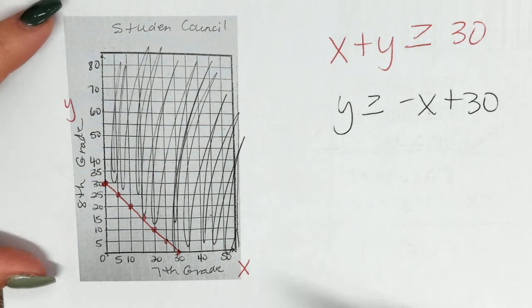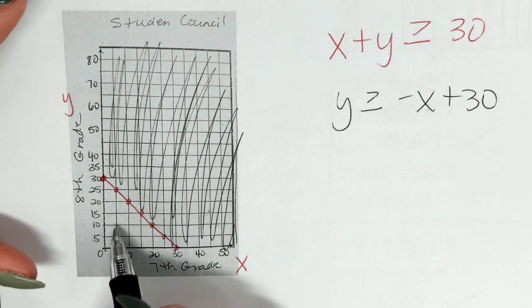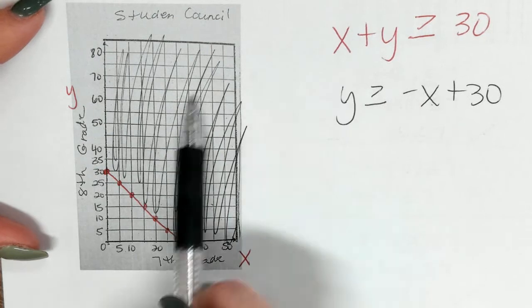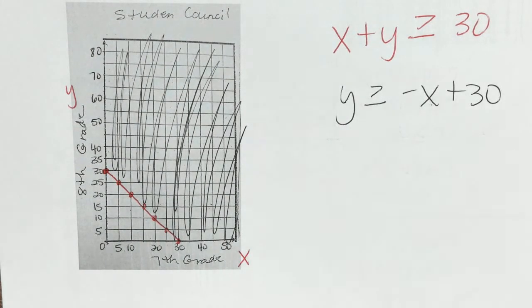All right, would this be a solution right here? Could I have 5 7th grade members and 10 8th grade members? No. You'll see how this works? Since it says at least 30, that means it can be anything up here because it can be more than 30. All right, I'm going to pass out the.